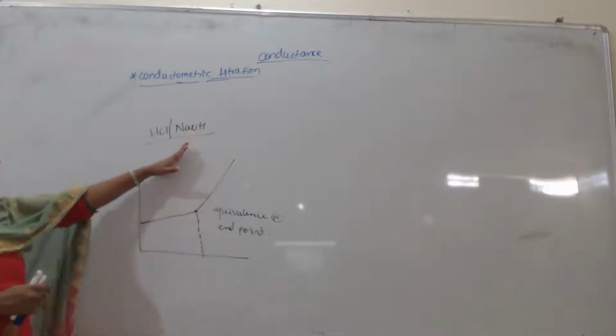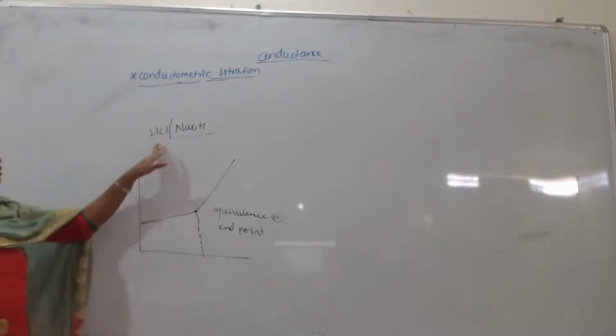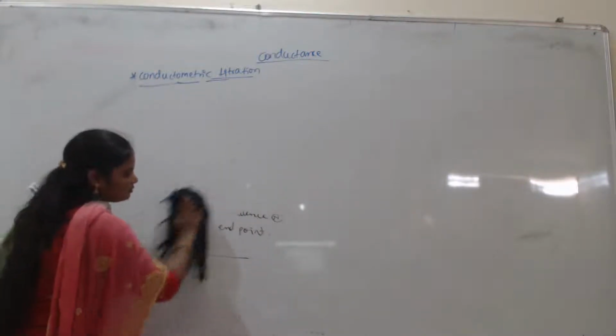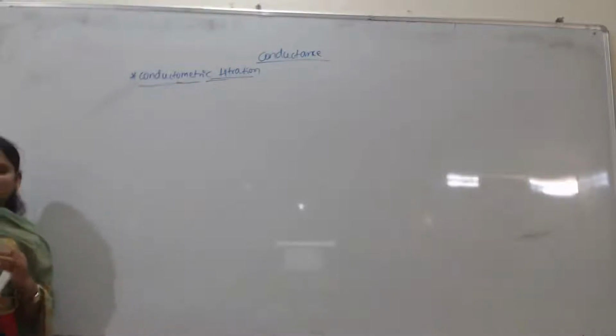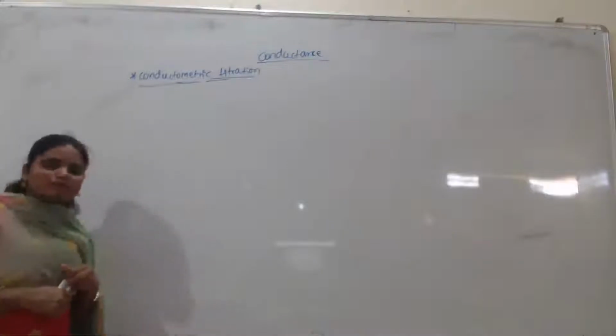HCl versus NaOH, or you can take a weak acid versus strong base, or strong acid versus weak base, or weak acid versus weak base. In conductometric titration, we measure the end point of the conductance, that is the equivalence point. It is the end point of the reaction between acid and alkali. Acids means strong acids and weak acids. Alkalis means strong alkalis, that is strong bases, and weak bases. Displacement reactions or precipitation reactions occur in this conductometric titration.